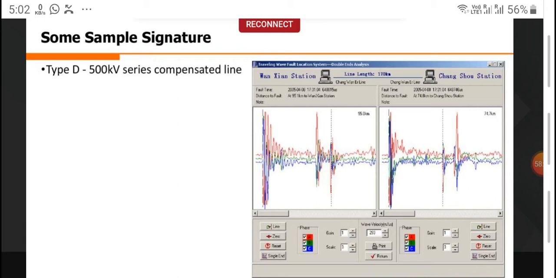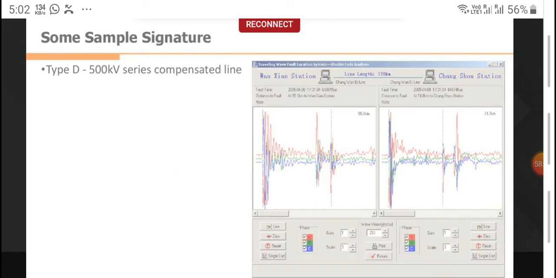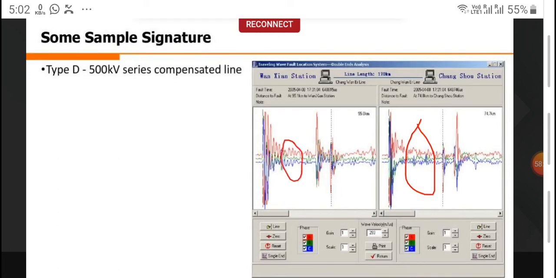These are some waveforms that I want you to see, which we have incorporated here for your better understanding of the system. This is a type T 500 kV series compensated line. Now I have to use the whiteboard here to show you things. In the waveforms you can see so much disturbance throughout. This is the dashed line here.